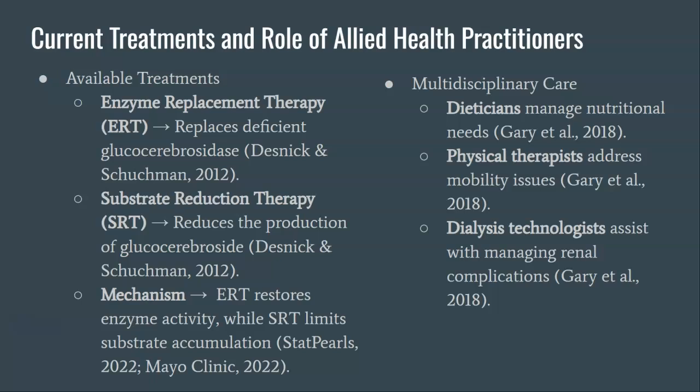Overall, Gaucher disease takes a number of disciplines to manage. Dietitians help manage the nutritional needs of the patients, while physical therapists address the mobility issues that come with the symptoms of the disease. And finally, there are dialysis technicians that assist in managing the renal complications caused by the disease.